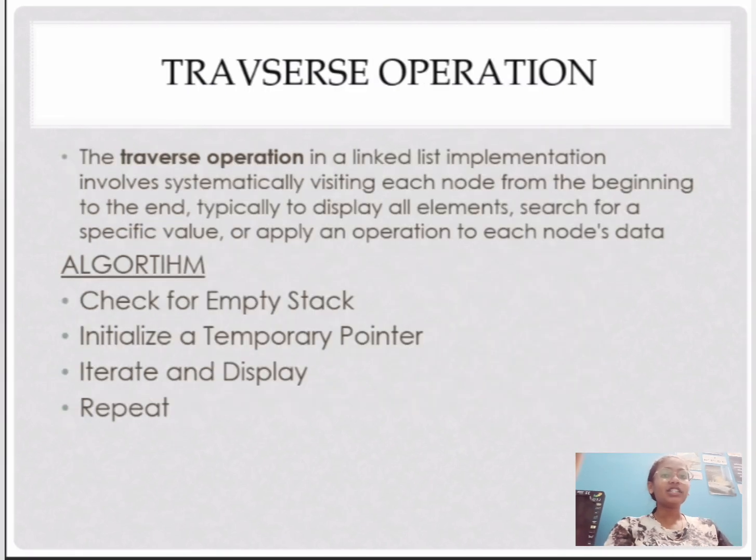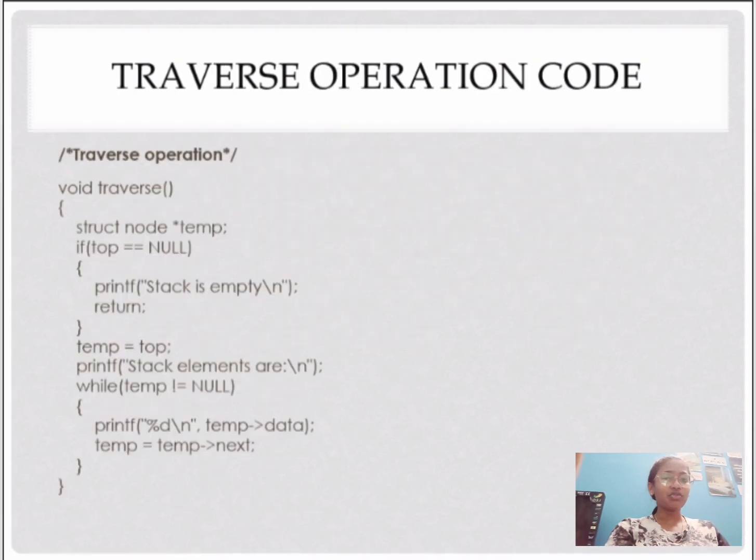For the traverse code, we create a temporary pointer and assign it to the top. Then we use a loop to move through each node. Inside the loop, print the current node's data. Move to the next node using temp = temp->next. The loop continues until we reach NULL, meaning the end of the stack.